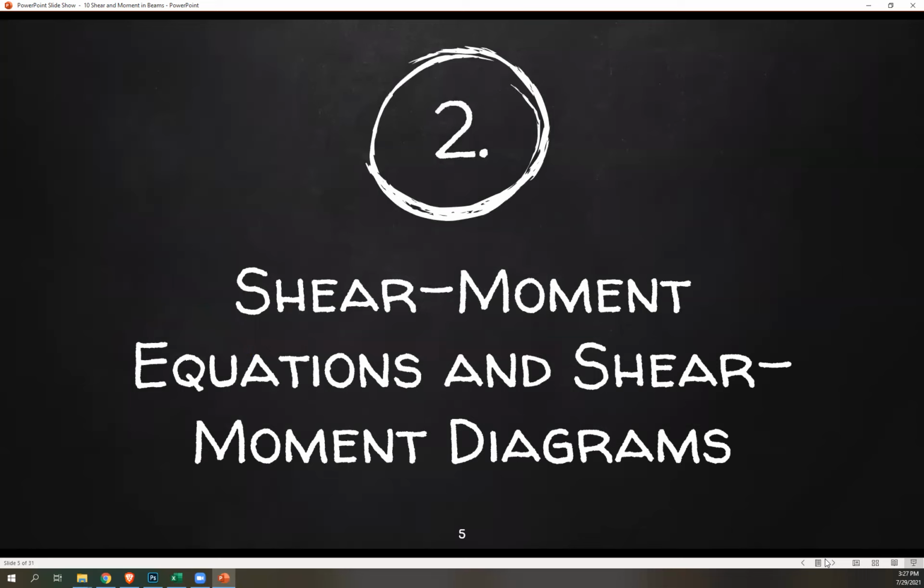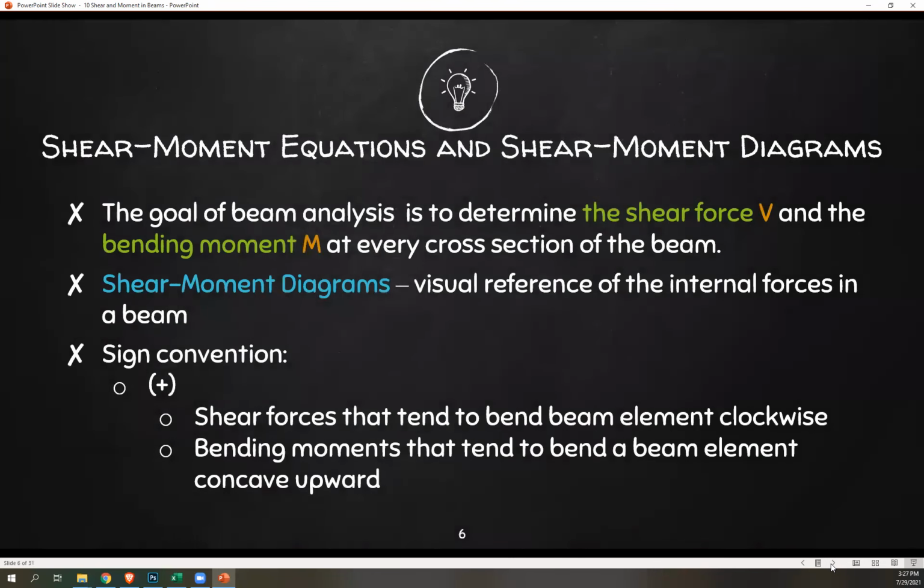Keep those in mind, your beams and forces, because we're going to use them in our shear moment equations and shear moment diagrams. So let's start. The goal of beam analysis is to determine the shear force V and the bending moment M at every cross-section of the beam. To do that, we'll create what we call shear moment diagrams. These are a visual reference of the internal forces in a beam.